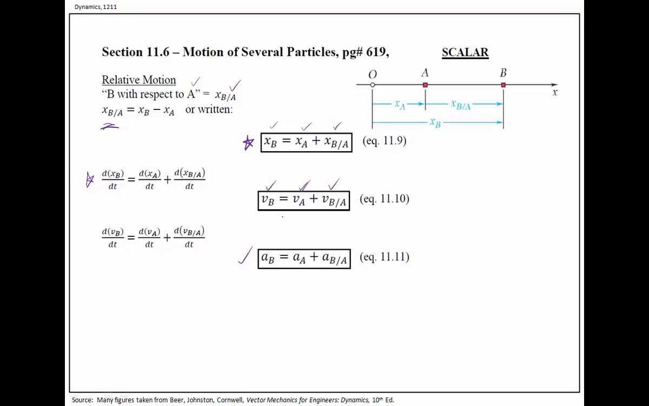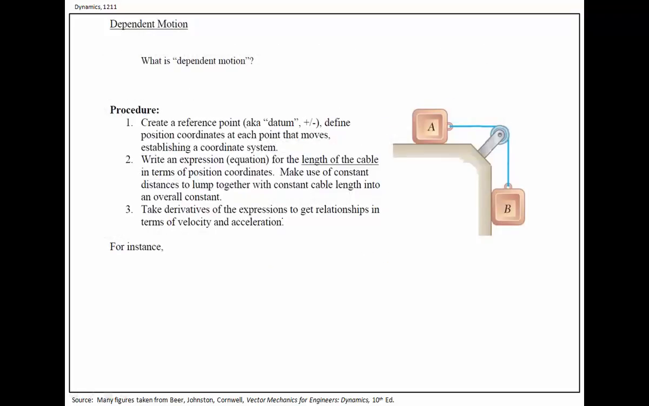I think today, though, and for the homework, we're going to go on to dependent motion. And what is dependent motion? Well, that's the relationship between points that have some type of bond between them, so they're physically tied together. For most of our discussion, we use a cable that's going to be between them.